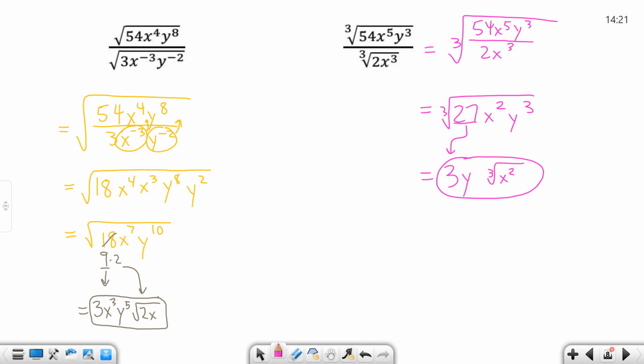Okay, so the 3 came out, the y cubed came out as a y, 27 came out as a 3 from the cube root, but the x squared could not come out. It could not apply the cube root, so that's why it's still under the cube root there for the x squared. All right?